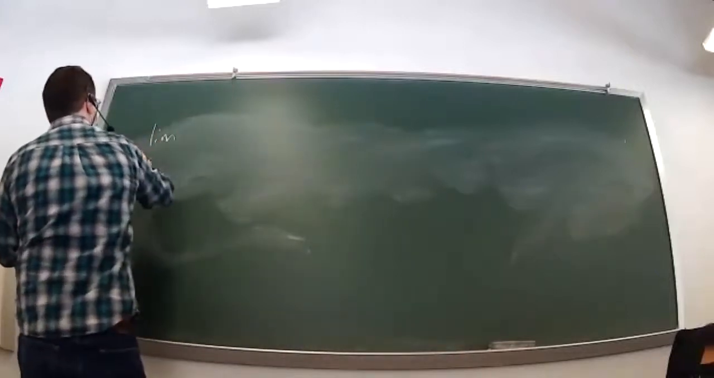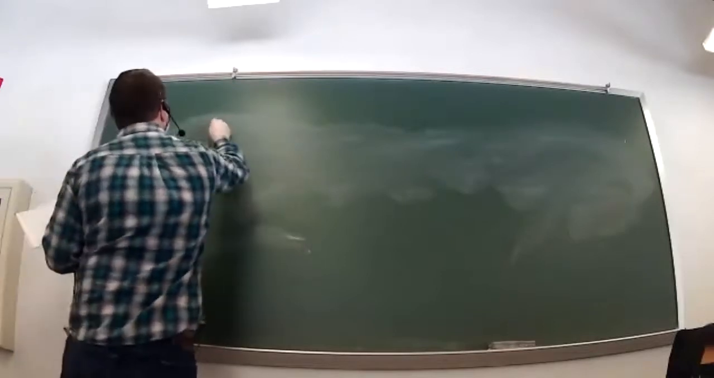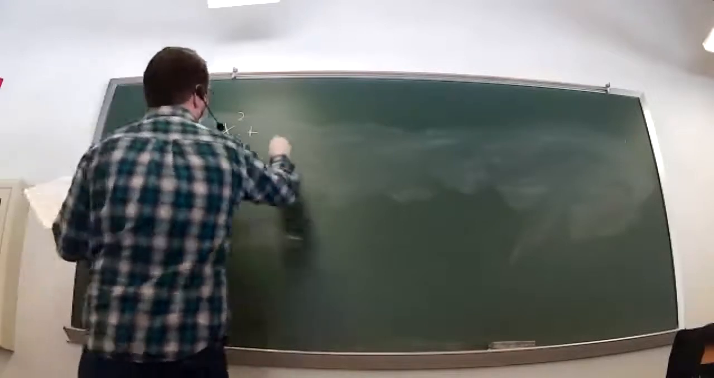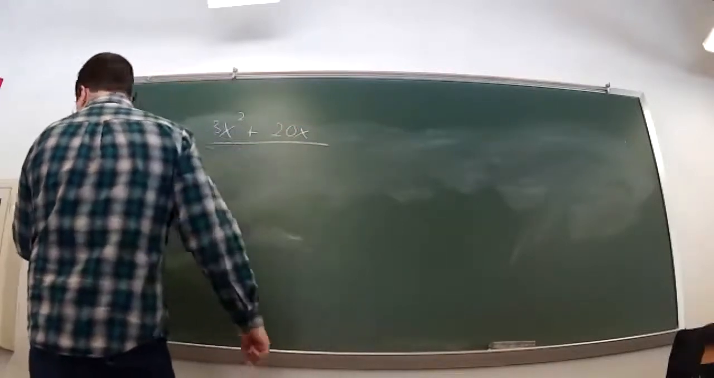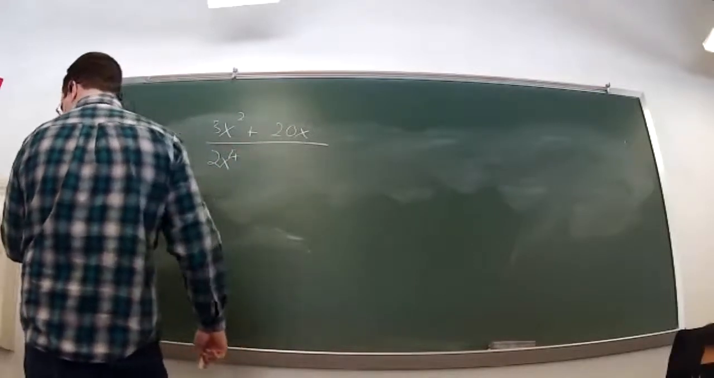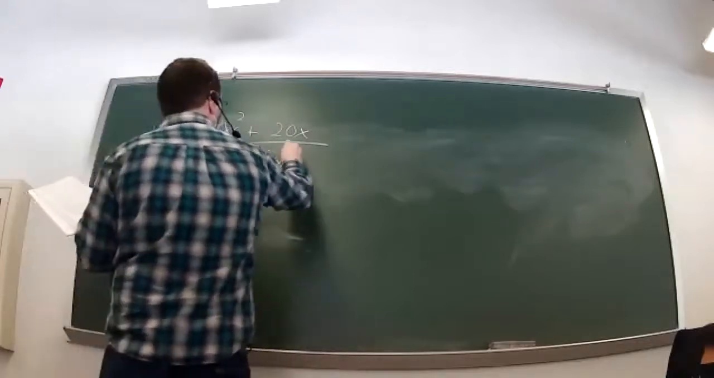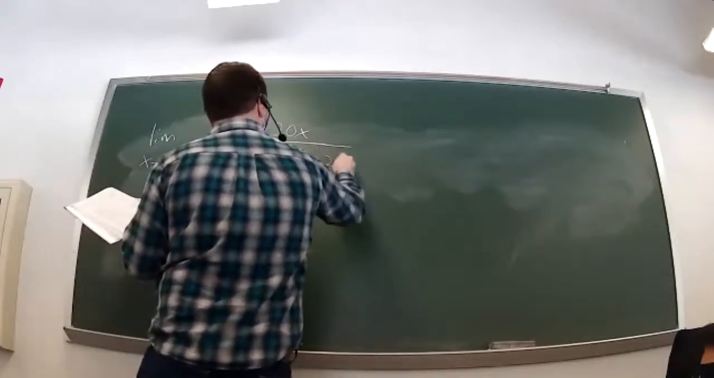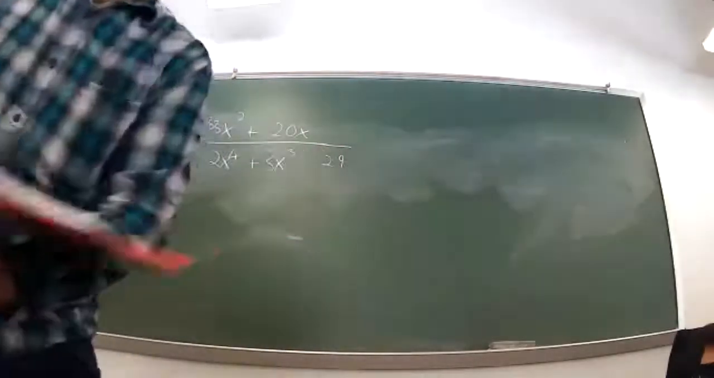So let's take the limit as x goes to infinity of 3x squared plus 20x over 2x to the fourth plus 3x cubed minus 29.